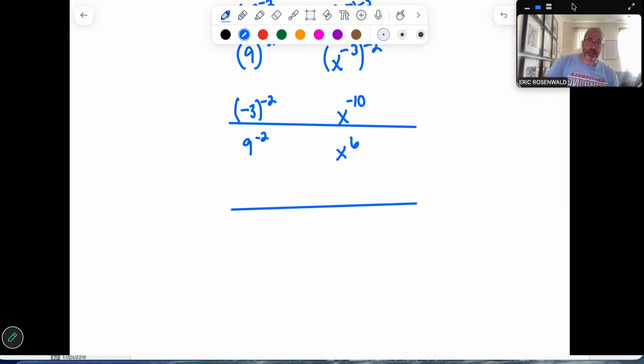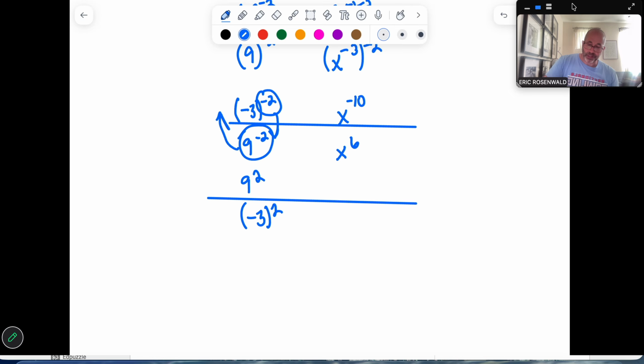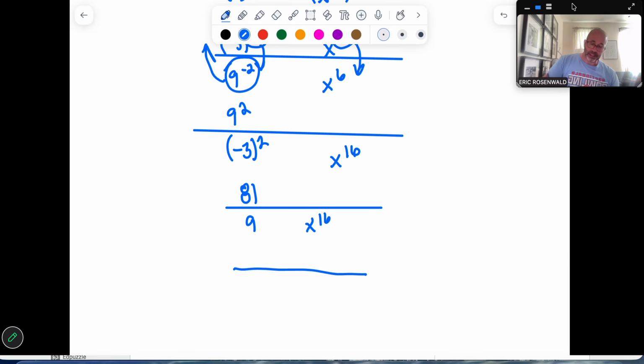Okay, let's get rid of our negative exponents. So this negative exponent moves down. We're going to have negative 3 to the 2nd. This negative exponent moves up, so we're going to have 9 to the 2nd. This negative exponent moves down, and there's already 6 at the bottom. That is not going to move, so we're going to have 16. Simplify this, we end up with 81 over 9, x to the 16th. So now we have 9 over x to the 16th for our final answer.